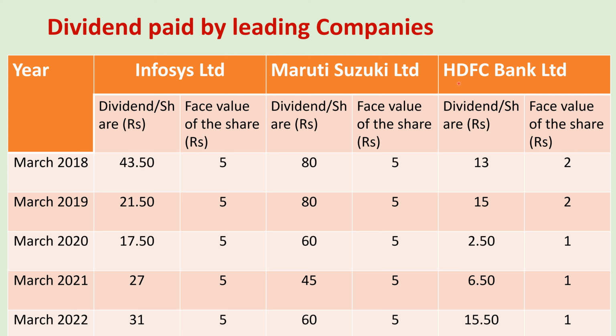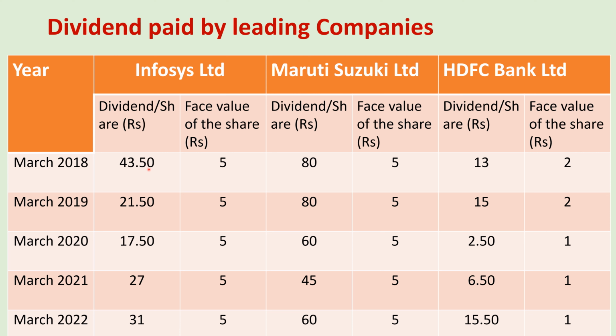So these companies are paying very attractive dividends to shareholders. For example, the amount of dividend paid by Infosys Limited on the face value of 5 is 43.5 rupees during 2018. Similarly, in 2019 it was 21.50, March 2020 17.50, March 2021 27, and March 2022 31. These are the total amount of dividend paid by the company during that financial year, right?